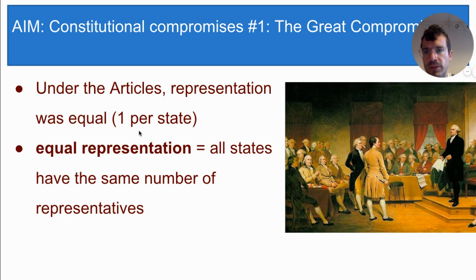Under the Articles of Confederation, representation was equal. Equal representation means that every state has an equal number of representatives. Under the Articles, each state had 1 representative in Congress. The problem with equal representation is that it gives an advantage to states with smaller populations. These small states have fewer people that are being represented, but they get the same amount of voting power in Congress as states with a lot of people. They are, as a result, getting more representation than the people that live in the larger states. And more representation means more power.